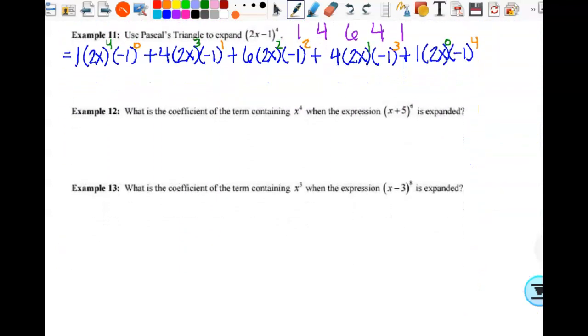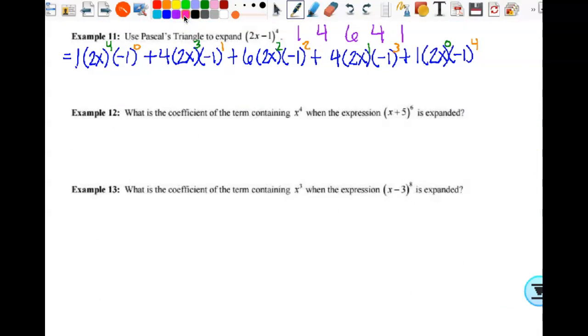Okie dokie. So let's clean this up. All right, this negative 1 to the 0 is inconsequential, that's just 1. So really I just have to worry about this. What is 2 to the 4th power? 16. So this is 16x to the 4th. Then in the next one, I have negative 1 to the 1st power, which is going to make this negative, so I've taken care of that. 2 to the 3rd power is what? 8 times 4, 32x cubed.